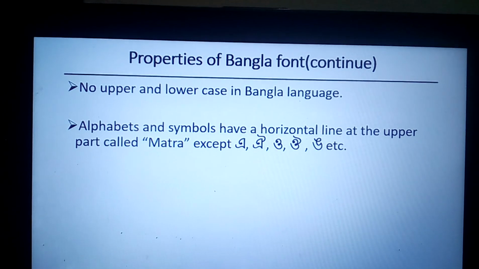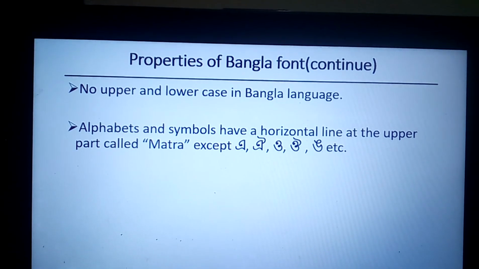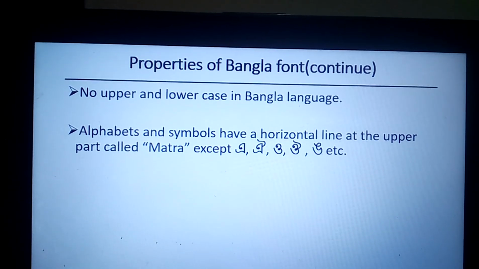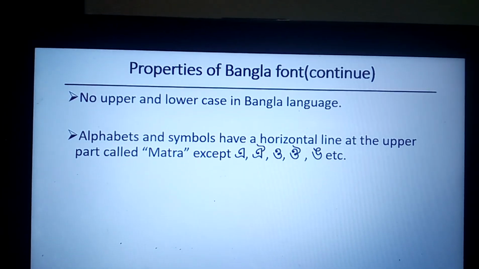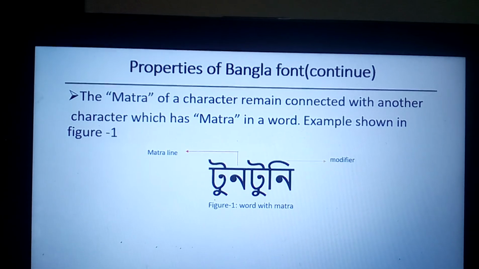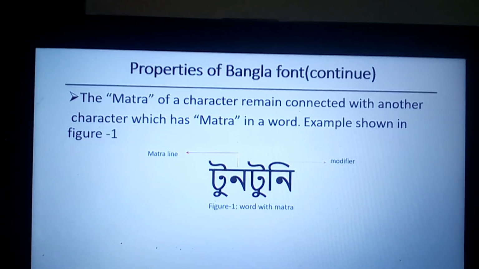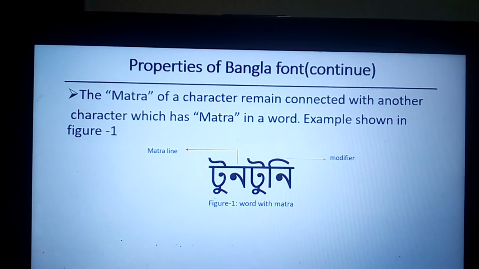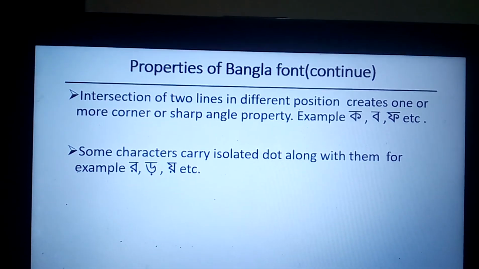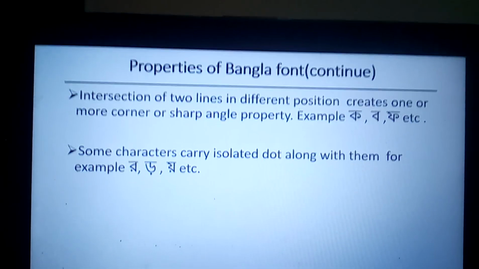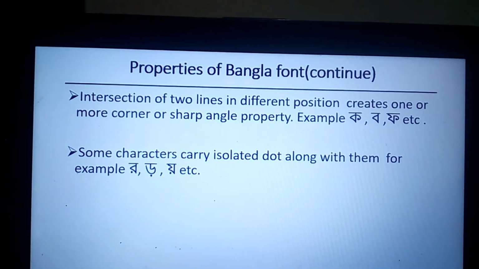There are no upper and lower cases in the Bangla language. And the alphabet of a Bangla character has a horizontal line at the upper part called matra, except a, o, io, etc. The matra of a character remains connected with another character which has matra in a word. Example shown in figure 1. In a character, the intersection of two lines in different positions creates one or more corners or sharp angle properties. For example, ko, bo, fo, etc.